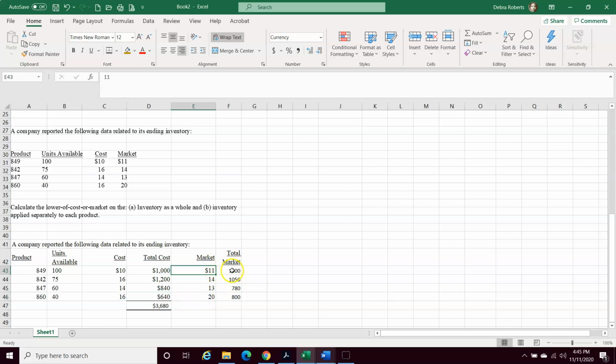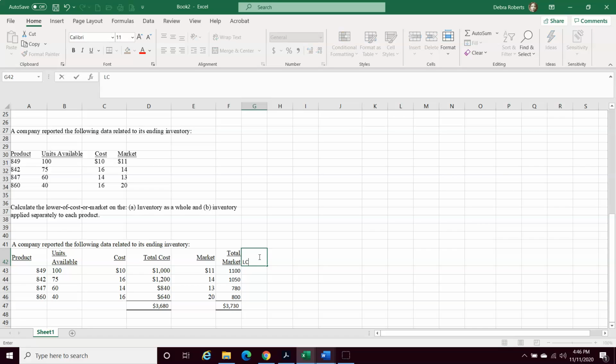The market value we know because we can go to the store and say, oh, this is how much they're selling it for. What someone's selling it for is the market value. And again, taking that number and multiplying times the number of units gives us 1100. And again, I'm going to take the same thing and copy this over. That being said, this is what we have. We have all of the units, so we know our lower cost or market in each one of these. Now, the question then becomes, which one is lower cost or market?